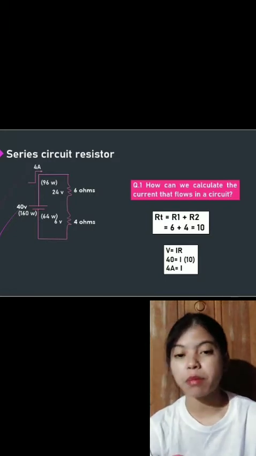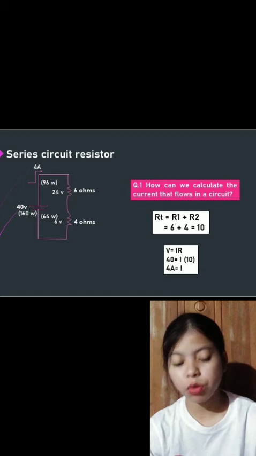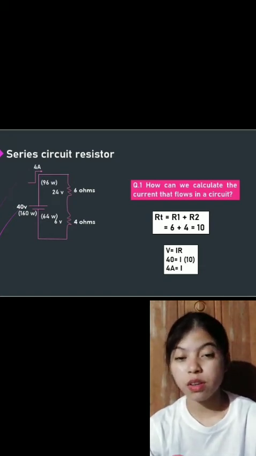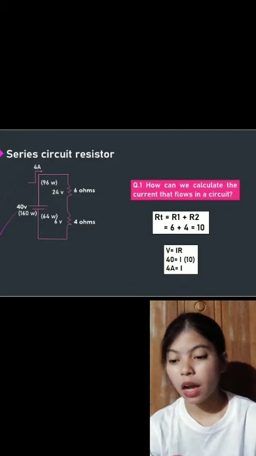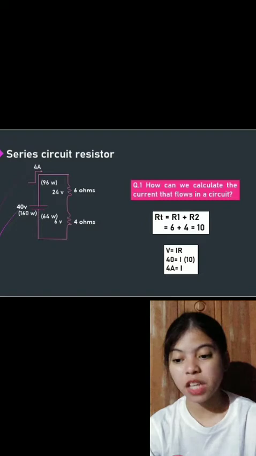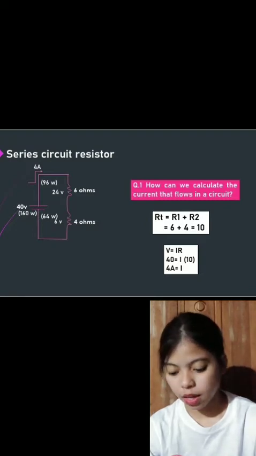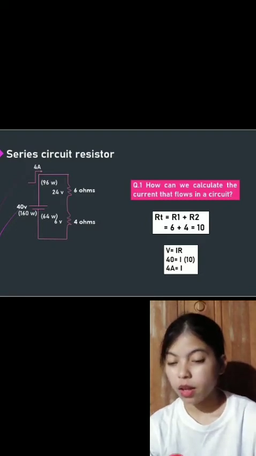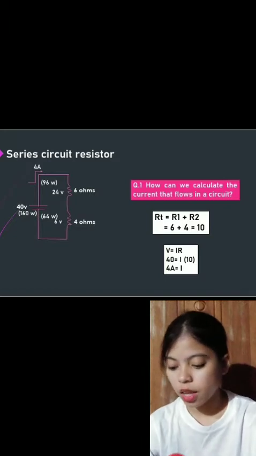Now in this problem, the first thing you need to do is to find the total resistance. In a series circuit, it's simply R1 plus R2, so 6 plus 4 equals 10. So R total equals 10.